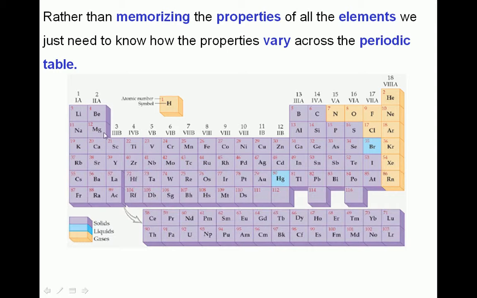So now, because we have an arrangement of the elements in order of their properties, we know that elements in any one region of the periodic table will have similar properties. So we just need to remember how the properties of the elements vary across the periodic table, as opposed to remembering the properties of each individual element.